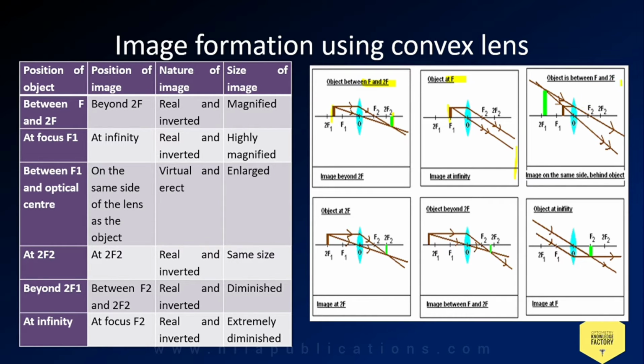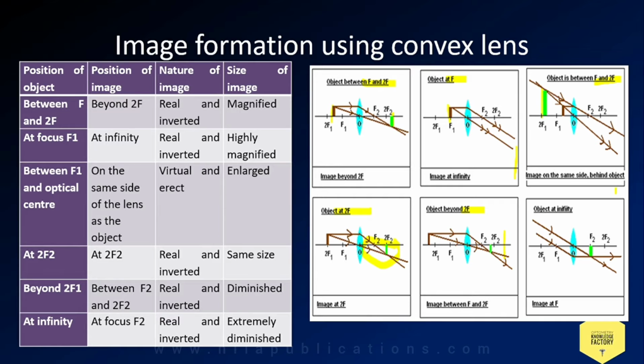When the object is placed between optical center and f, the image is formed on the same side of the object, and it will be virtual, erect and enlarged. When the object is placed at 2f, the image is formed at 2f, and it will be real, inverted and the same size as the object. When the object is placed beyond 2f, the image will be formed between f and 2f. It will be real, inverted and diminished.